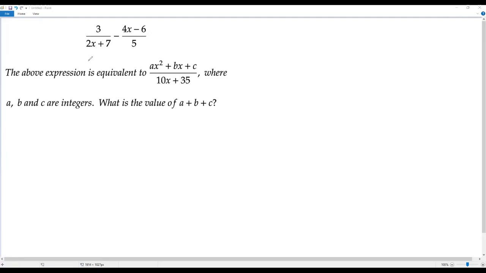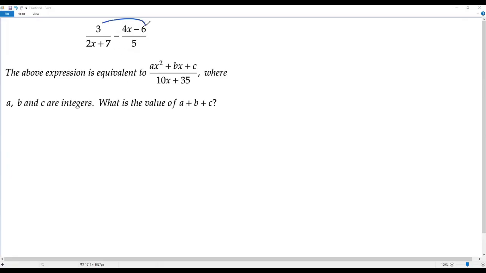Here we have a SAT math problem. Okay, let's go to the question. 3/(2x+7) − (4x−6)/5. The above expression is equivalent to (ax² + bx + c)/(10x+35), where a, b and c are integers. What is the value of a + b + c?